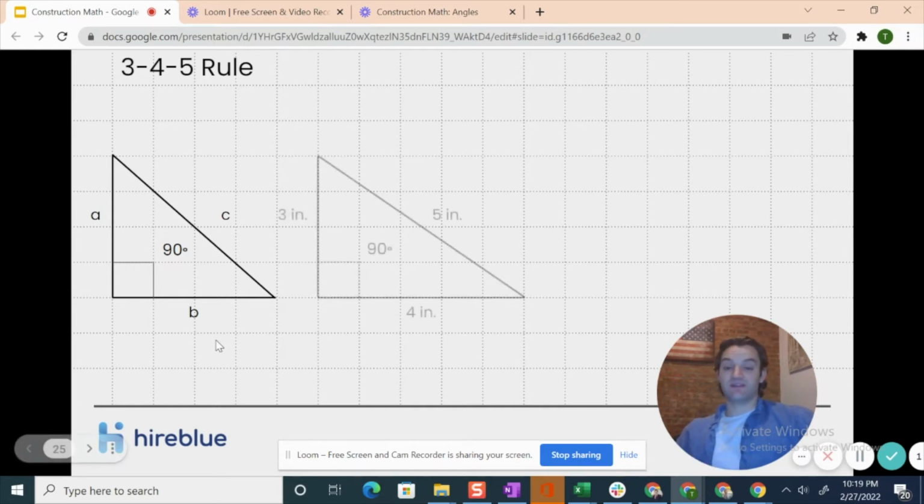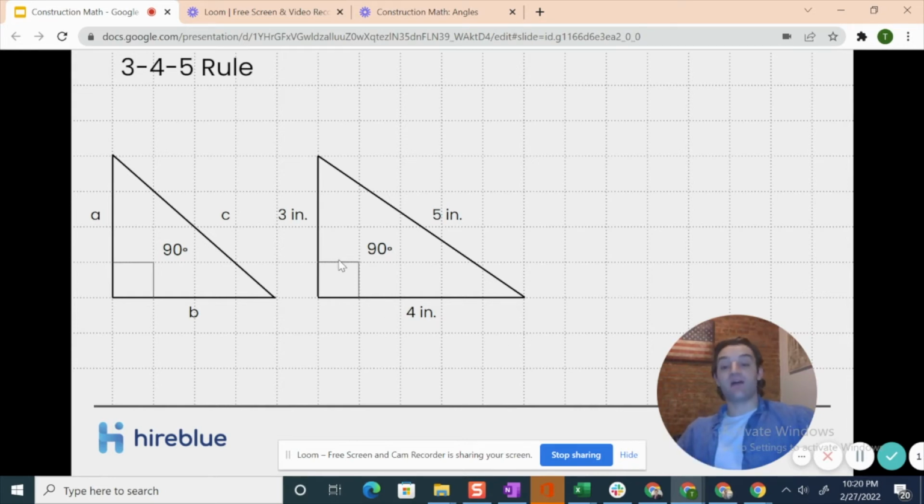So what does that mean? If you look here, we have a triangle where two sides, A and B, are 3 inches and 4 inches, and those can be interchangeable. But then the hypotenuse would be 5 inches. So basically that ratio holds for any proportional triangle length.